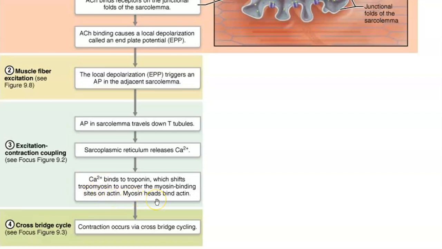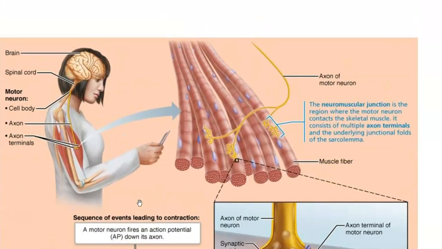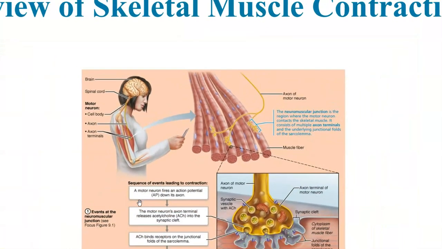Then the myosin heads are going to bind to the actin and form cross bridges. And the last step is called cross-bridge cycling, and that is the events of the actual muscle contraction. So we'll look at that.